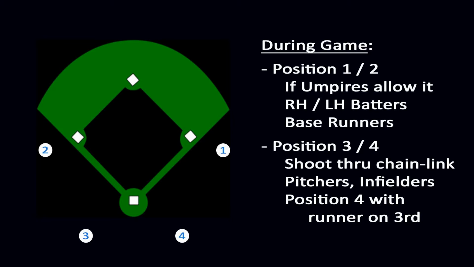Depending on the field, you can sometimes get great shots looking through the chain link from positions 3 or 4. This is especially interesting with a runner on third, where position 4 gives you a great angle for plays at the plate. To shoot through the chain link, I support the end of my lens with my left hand, using that hand to position the lens so the chain link is out of the frame and my lens isn't making contact with the fence. This works best with a zoom lens.